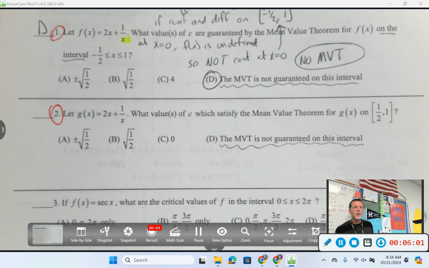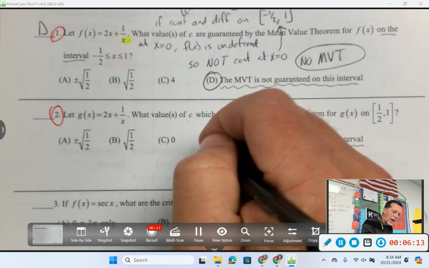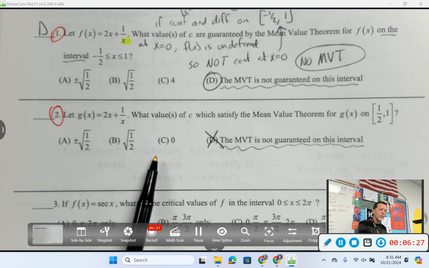Without peeking ahead, look at number 2. Same formula, same question, different interval. This time our interval does not include 0, so we're good. So I can throw D out. There's going to be an answer for number 2. And in fact, I can throw out two of the answers right away.